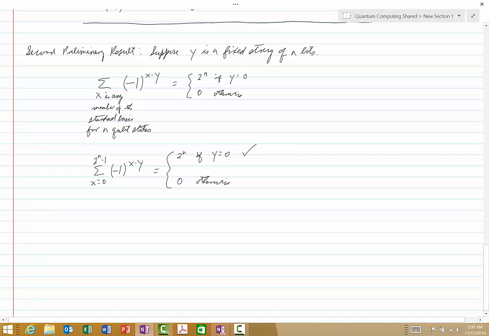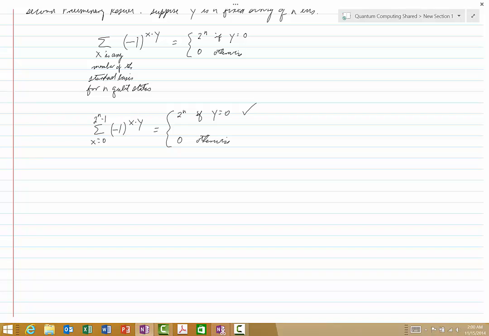Well, the way that I look at this is to look at the terms that appear in this sum in pairs, and we'll see that each one of these pairs goes to 0. Let me show you what I mean by that.